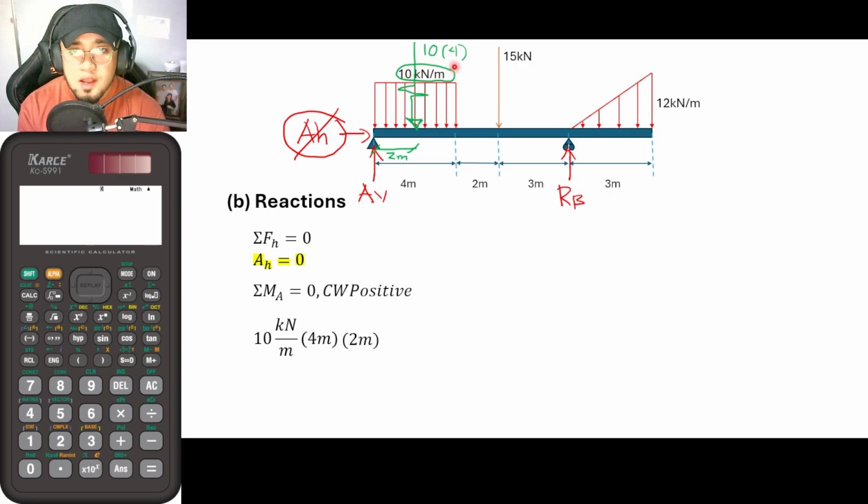So what else do we have here? We also have the 15 kilonewton load, and we would be multiplying it by the lever arm. So 4 plus 2. So this is now the total distance. So with that, guys, 15 times 6.